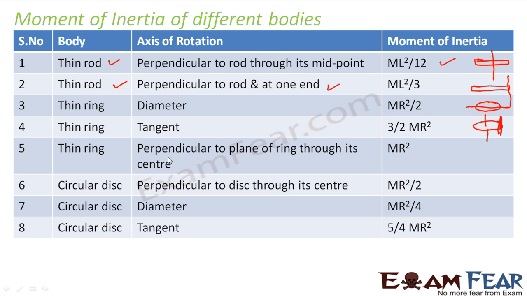Next is thin ring perpendicular to the plane of the ring through its center. So this is the basic one. Then you have the circular disc perpendicular to the disc through its center. So this is your circular disc passing through the center. Then the circular disc about the diameter. Again you have the circular disc about the tangent.